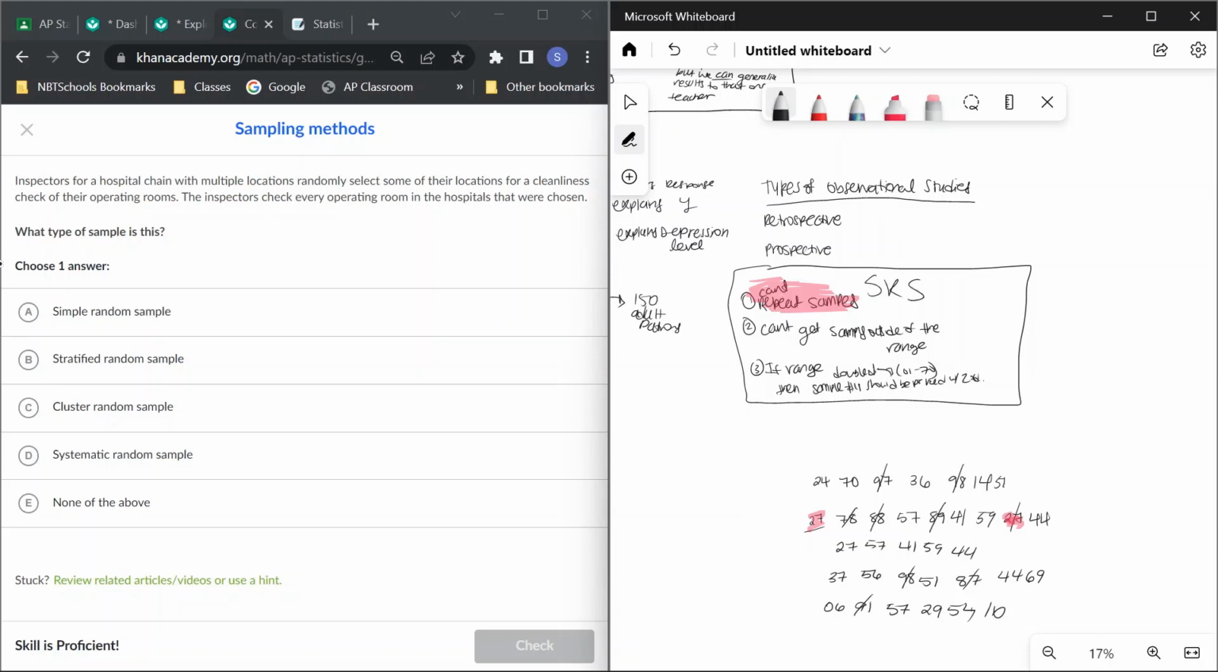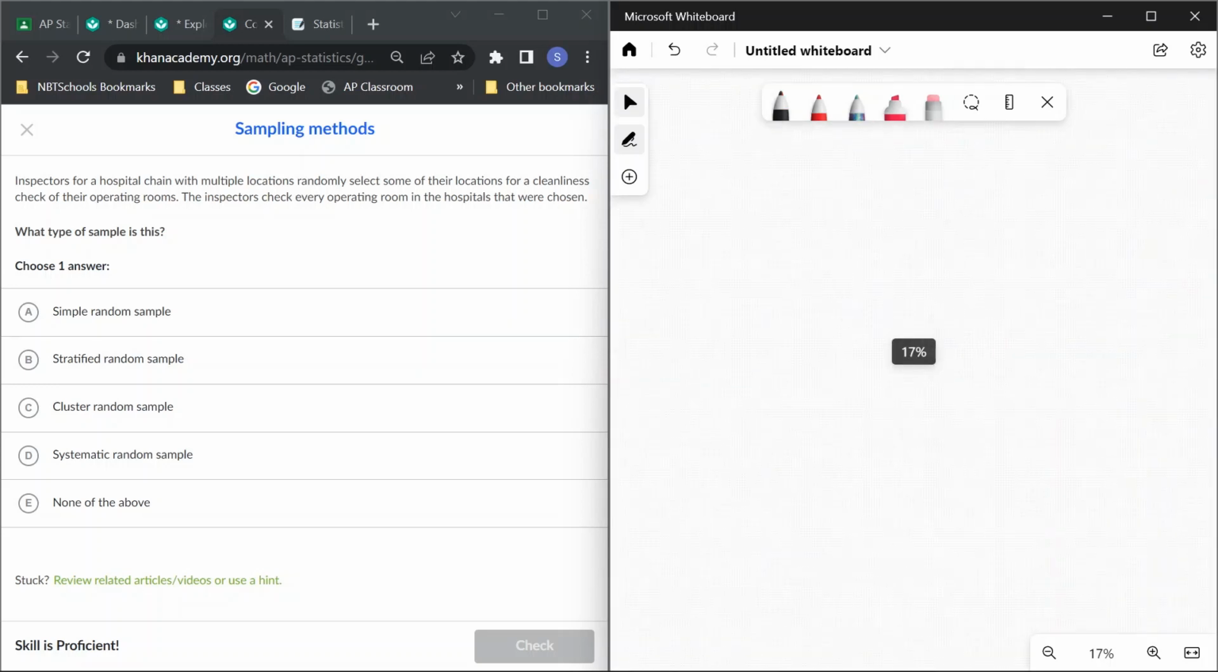Inspectors for a hospital chain with multiple locations randomly select some of their locations. Oh no, this is where I need to practice because I hate this. So basically during an experiment, we have our group and we randomly assign to different treatments, like treatment 1, treatment 2. This is the part we're looking for, that random assignment. So we can do random assignment, stratified random sample, SRS, cluster sample, systematic sample, whatever.